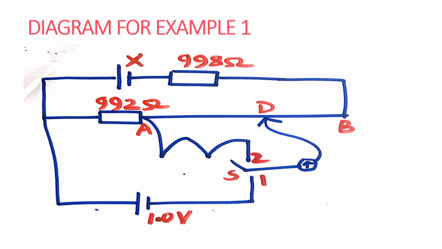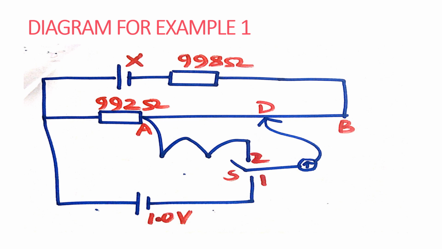So this is the diagram relating to the question that I have just read. We have a cell X, we have a resistor of 998 ohms in the circuit, together with another resistor of 992 ohms connected in series with a potentiometer wire AB, whose resistance is 8 ohms. And then there is a thermocouple and another cell whose EMF is 1 volt. We have a two-way switch. Position 1 is the lower position, position 2 is the upper position, and a galvanometer, of course.